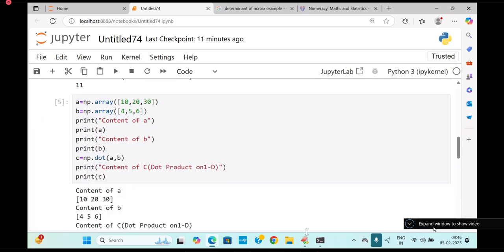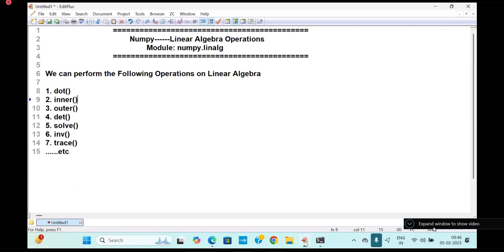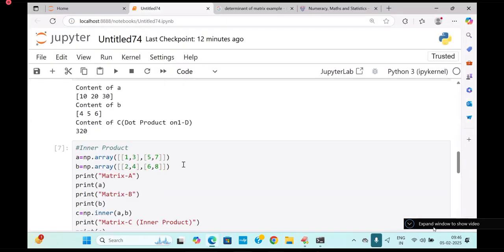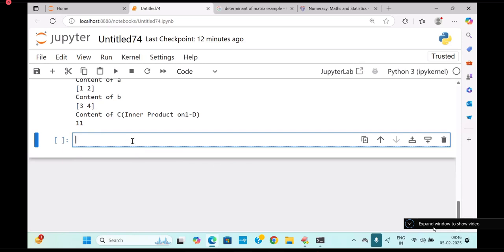What is the next function we are having here? Outer. This is also very, very important. Outer product I want to tell you. So let us go to the outer product here. Let me take an example.